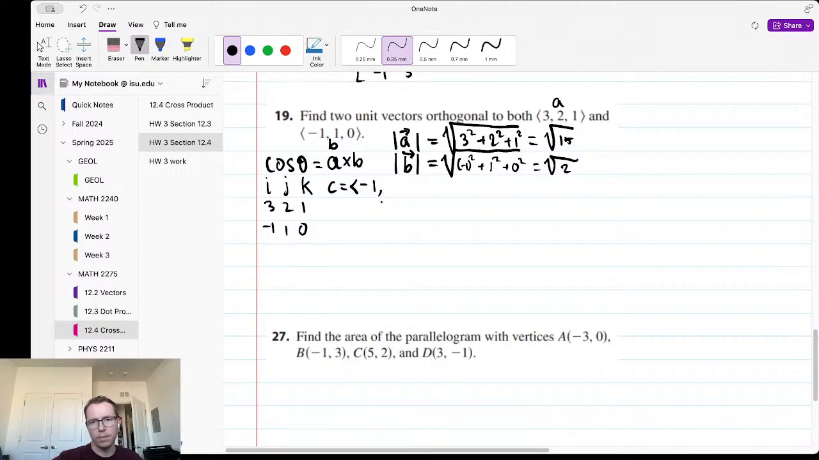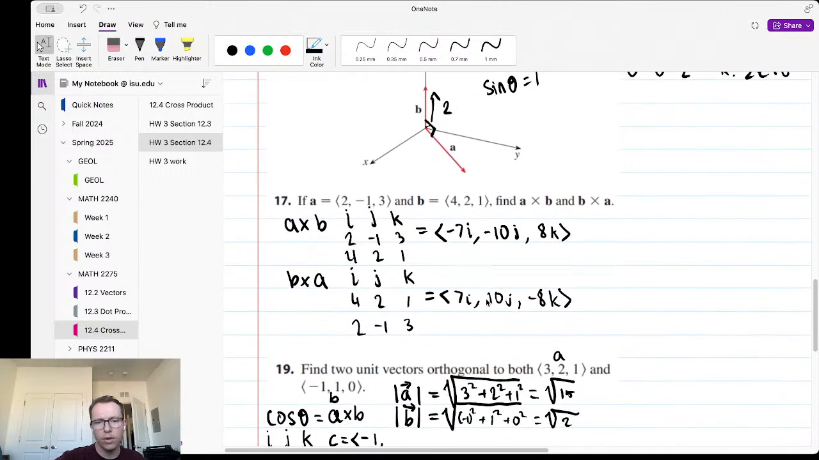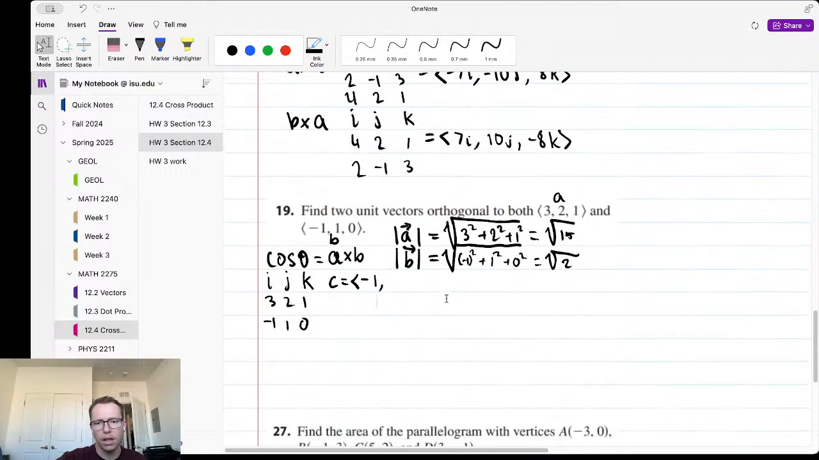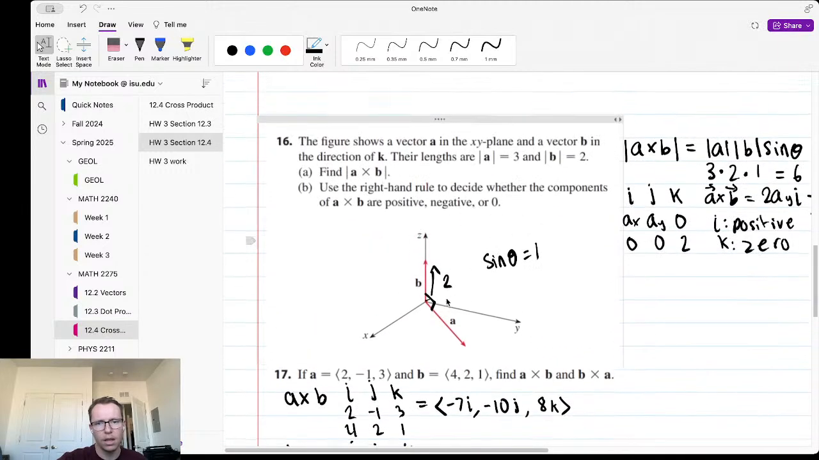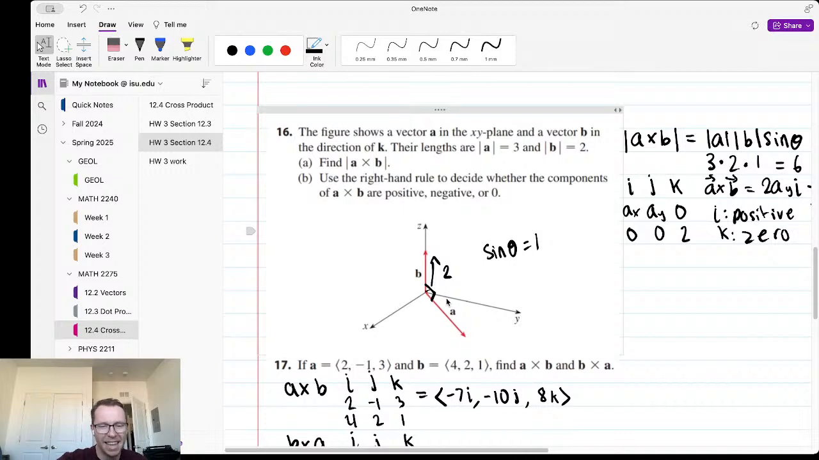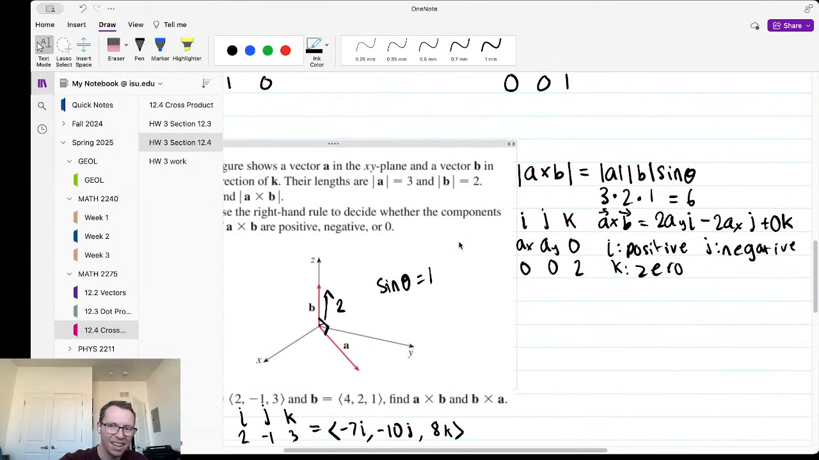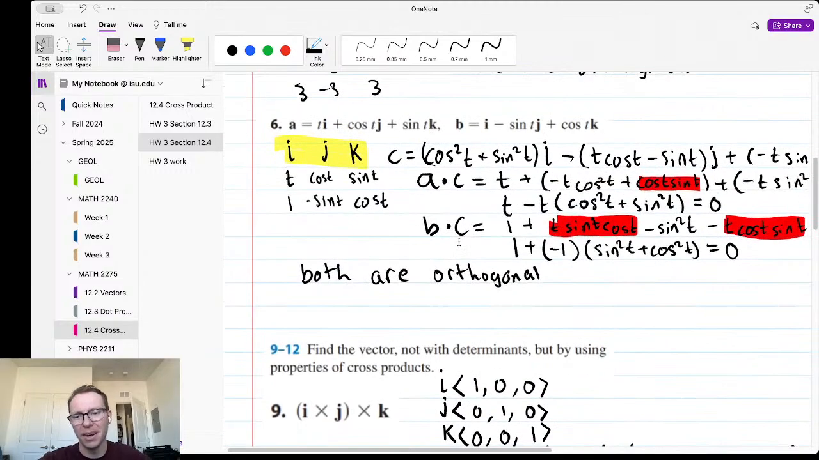I don't know if that's going to make it... Wait. Are these orthogonal already, just because you crossed them? I don't think so, right? I really don't think so. But is it? Maybe it is. Wait. It is, right? Why am I brain farting right now?